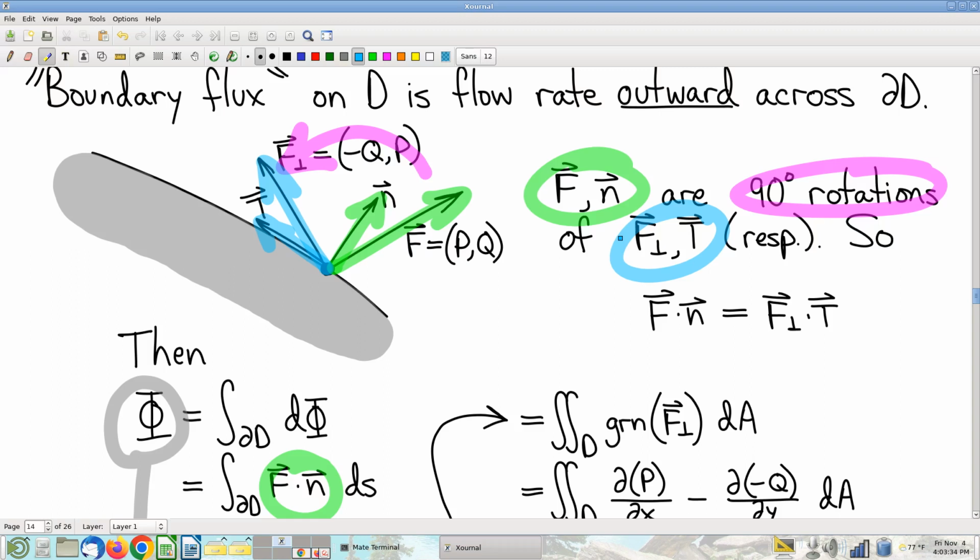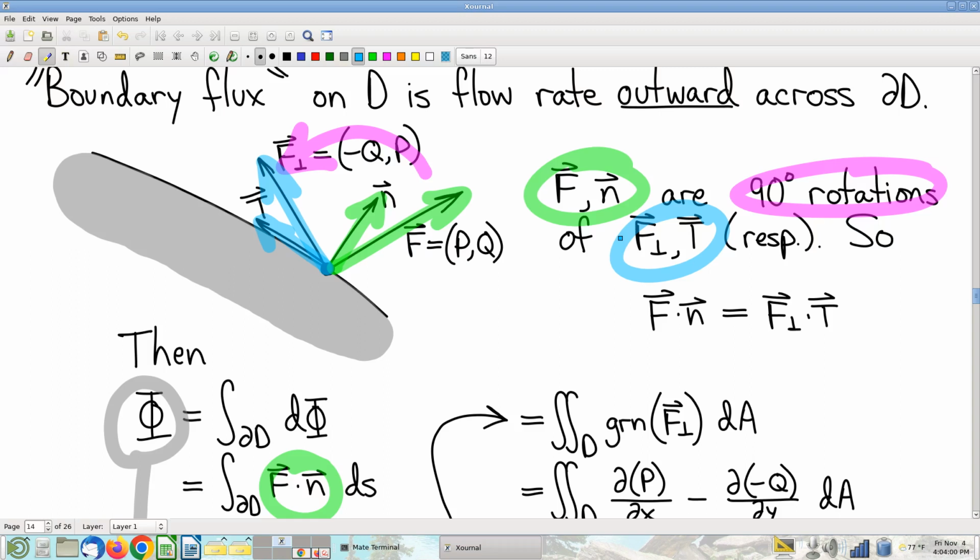P comma Q rotates to negative Q comma P. That's just a Math 218 90 degree rotation. Again, make sure you remember how rotations are linear transformations, which are matrices. Columns are the images of standard basis vectors. All that linear algebra jazz. And applied to P comma Q, you get negative Q comma P. Make sure you can do that. Make sure you're comfortable with that. Come to office hours if you're not comfortable with that part.